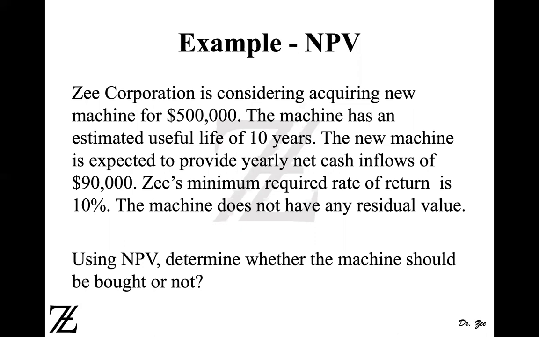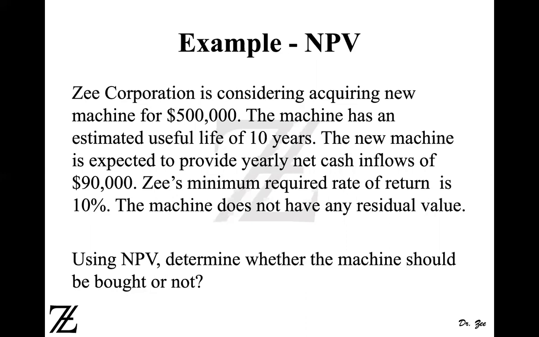Now, the example here I have is Z Corporation is considering acquiring a new machine for $500,000. So this is your initial investment. $500,000 is your initial cash outlay. So at the initial cash outlay, when you are investing now, the present value of cash outflow is 500,000 because that's present when you are investing it. So the present value of $500,000 is $500,000.